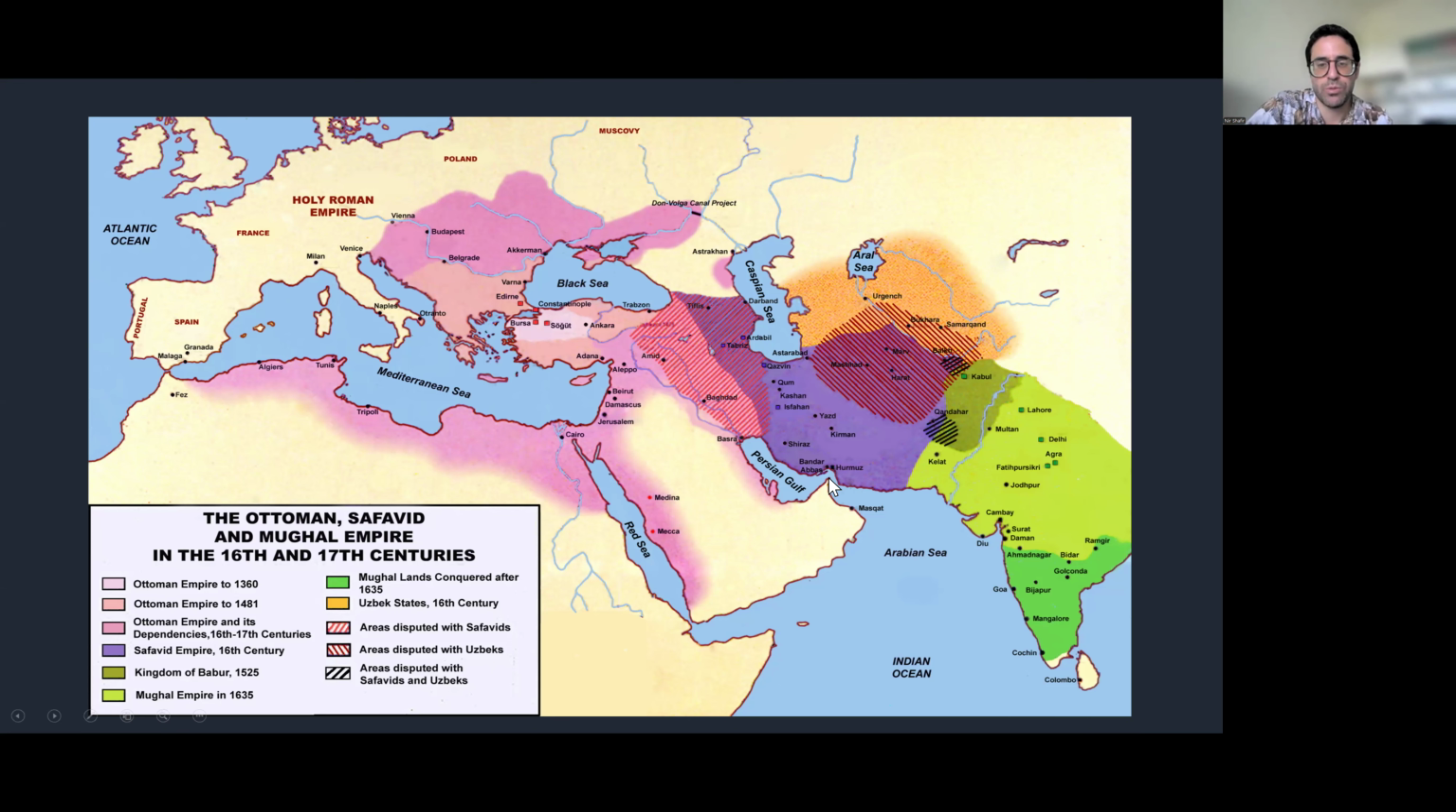And here in the purple, we have the Safavid Empire. This part is the Uzbek states, which was a rival with the Safavids and on occasion an Ottoman ally. But this was really kind of at the edge of Ottoman control.